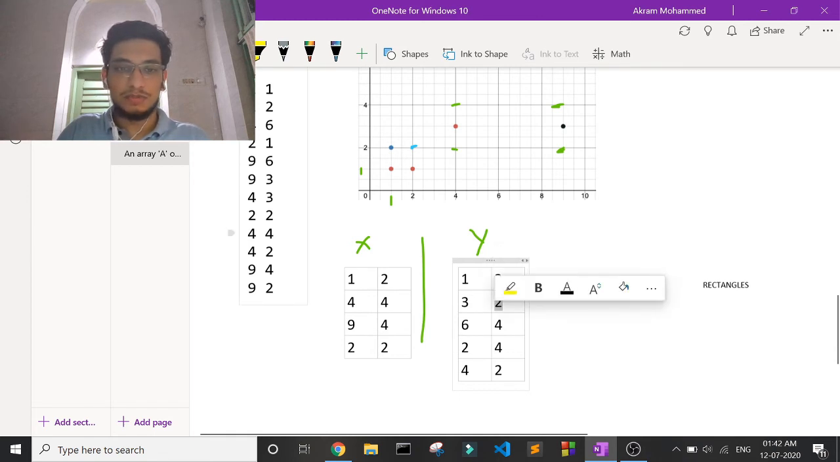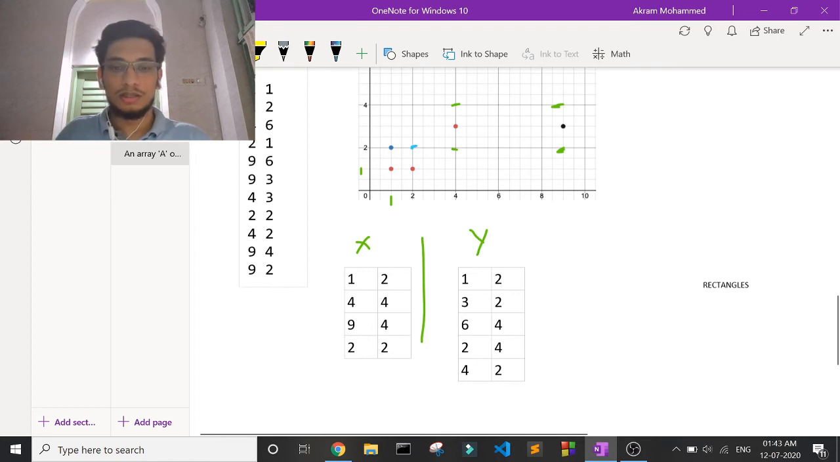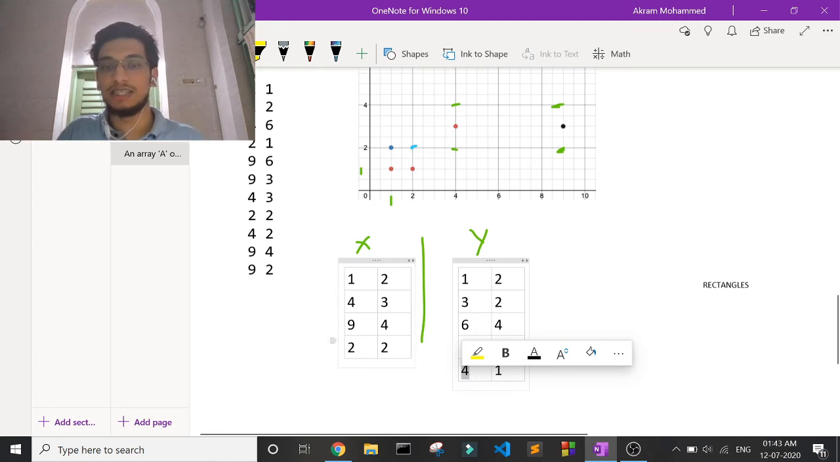Now let me try removing something. If I remove a 4 and a 4 from both these positions, now this becomes 3 and this becomes 1, right? And I can just loop through these maps and see which value is odd, and the corresponding key is going to be my answer. That's the guy which is missing.